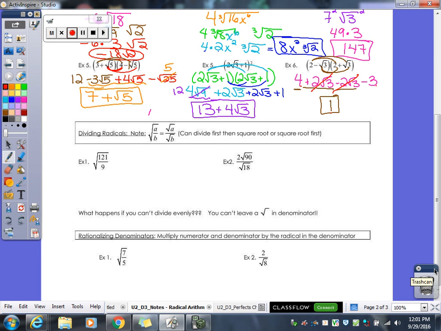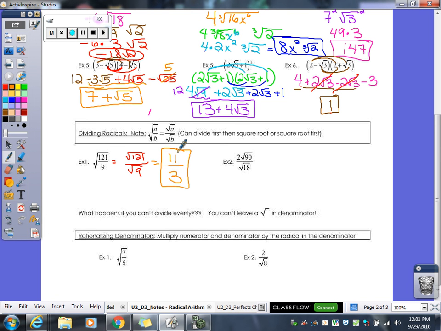All right. Now we do have some division rules also. Division rules, kind of like what we were doing up on the front. If you can separate them and it works out, do that first. So like for this one, I would separate it into the square root of 121 over the square root of 9, which what is the square root of 121? 11. Square root of 9 is 3. So that one's done.